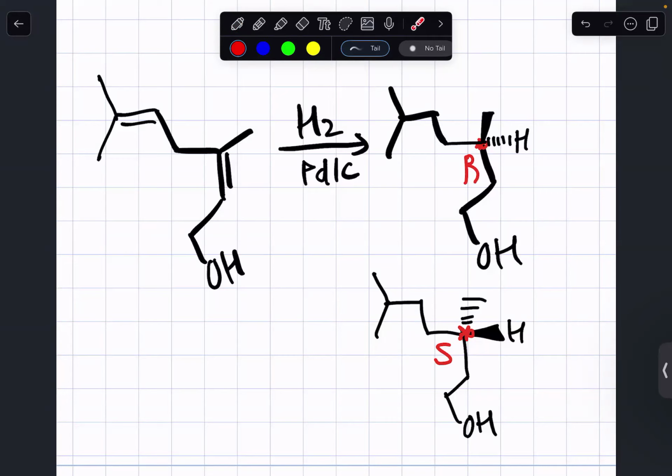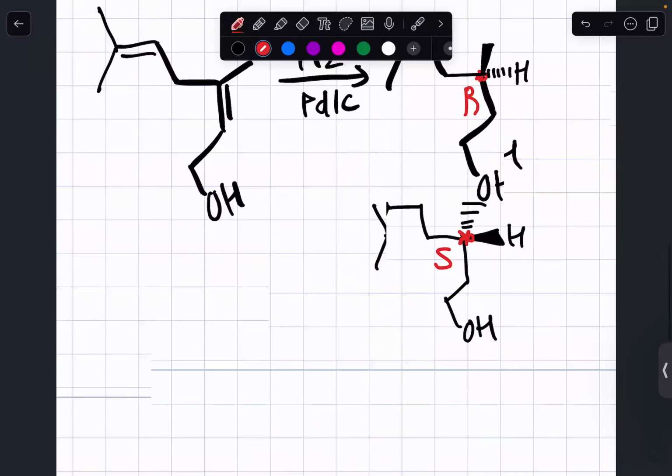Diastereomers? But it needs two chiral centers. Yeah, diastereomers is when some chiral centers change and some stay the same. Enantiomers is when all of the chiral centers change. That can be one chiral center, right? Yeah, that could be one chiral center. Okay, so it's an enantiomer. Yeah, that's right.